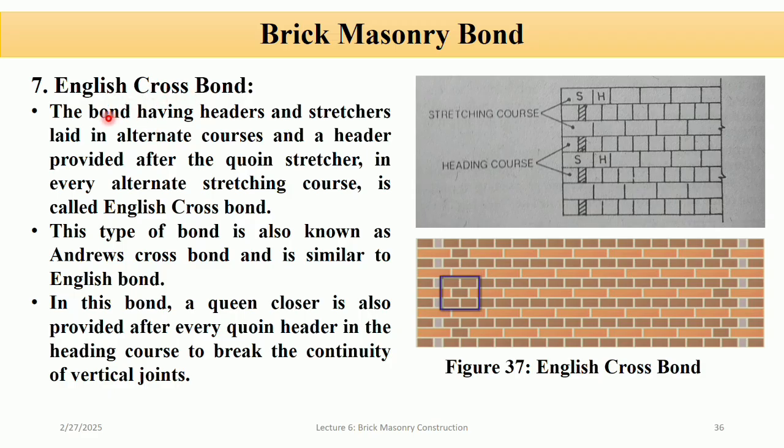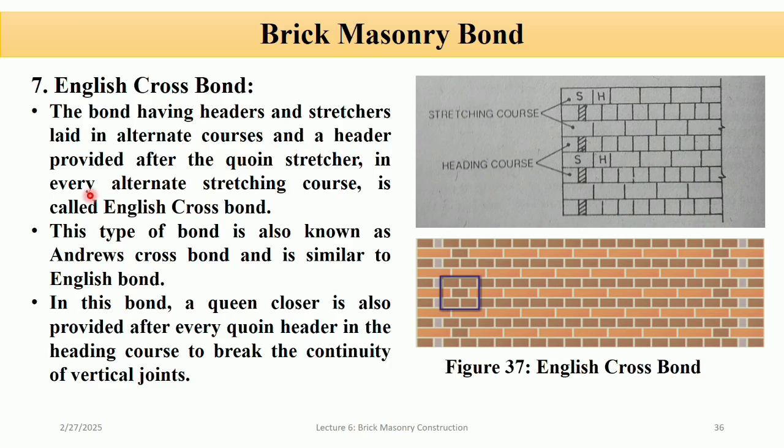English cross bond. The bond having headers and stretchers laid in alternate courses. You can see in the figure that this is the stretcher course and this is the header course, and we provided them alternately.